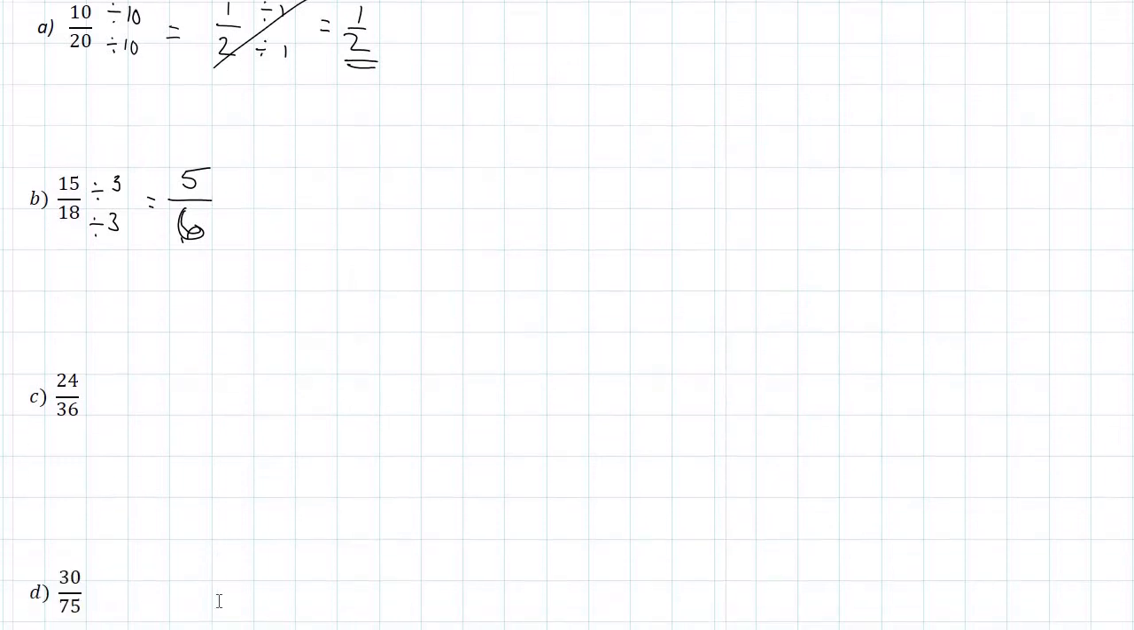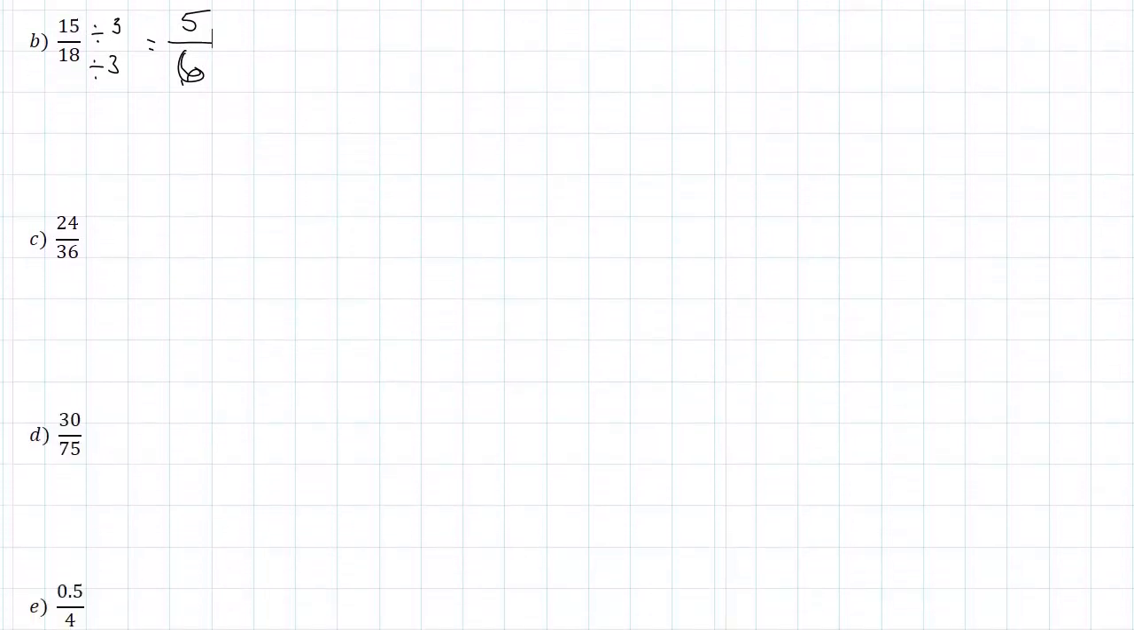Okay, next one's 24 and 36. Oh, these are quite big numbers now. Let's go easy. They're both in the 2 times table. I'm going to divide them both by 2. They're both even. So 24 divided by 2, maybe you know off the top of your head that's 12, but maybe 36, let's do a division. How many 2's go into 36? Well, 2 goes into 3 once, 1 left over, and it goes into 16 8 times. So now I've got 12 over 18.